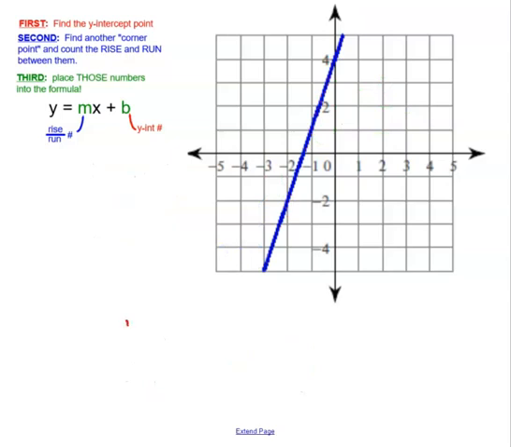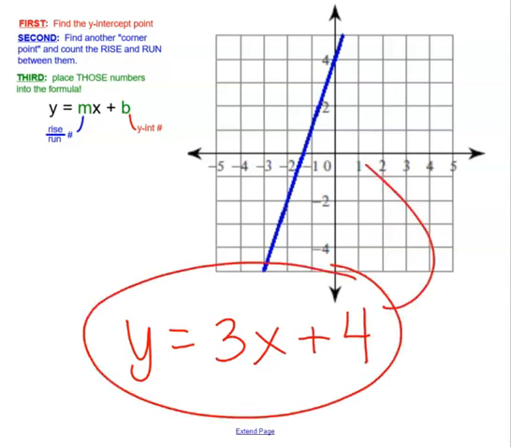So when I go to write my equation, I'm going to put the slope next to the x and the y-intercept afterwards. This is the equation for that graph. Let's try it again.